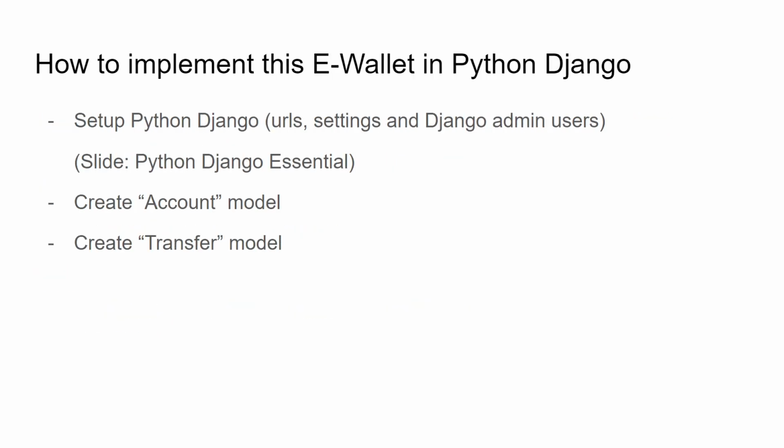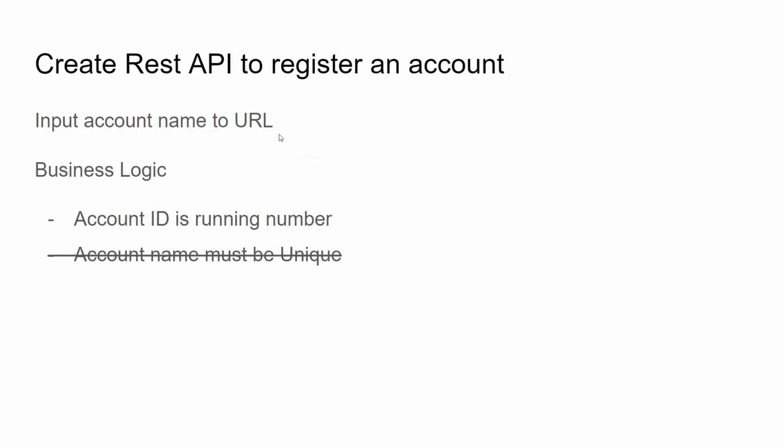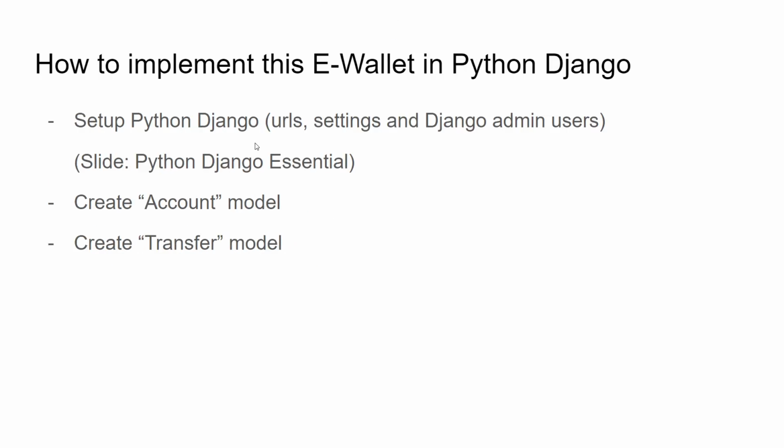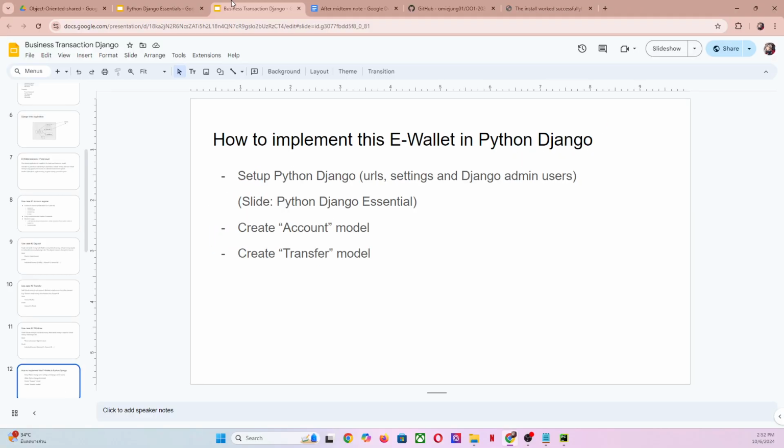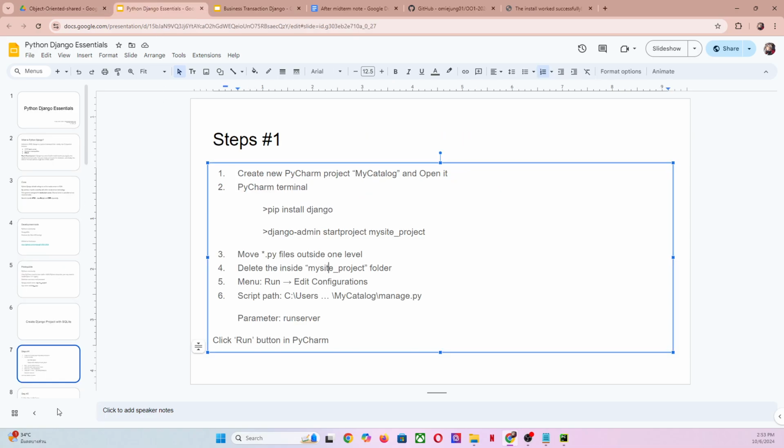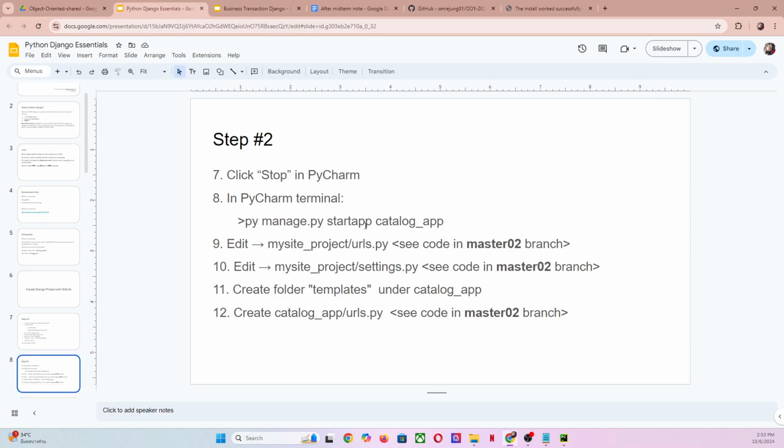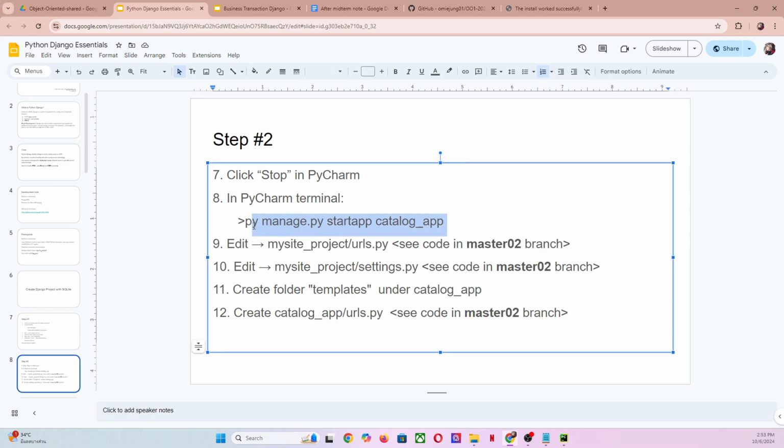At this moment we need to set up Python Django, the URLs, and then set up the Python Django admin user. We're going to do the admin after you do the account transfer. At this moment we need to set the URLs first, and in order to set URLs we need to set up the application. So we set up the application first.